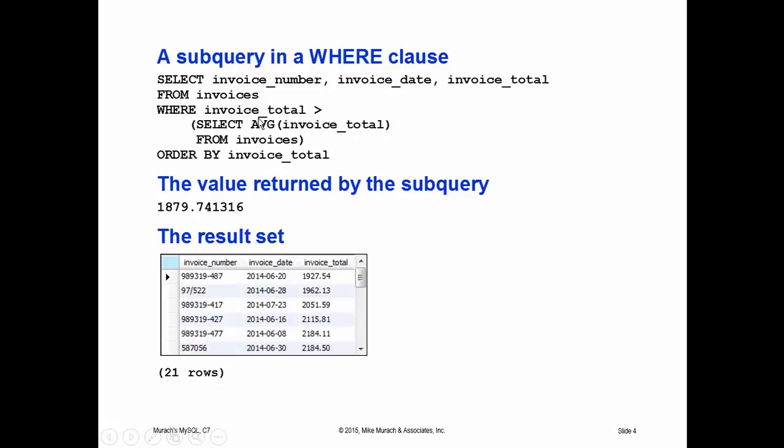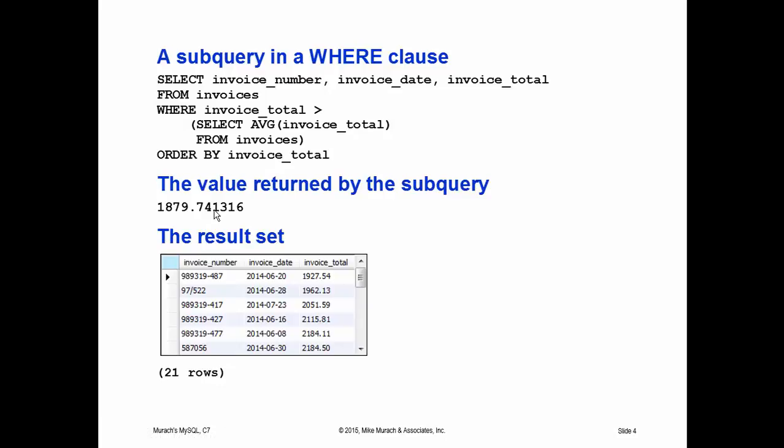part of the query. So again, assuming that it's $1,925, now we have select invoice number, invoice date, invoice total from invoices where the total is greater than $1,925. Or I guess they actually show the value that was returned. So that value, 1879.74, that result right there is what gets returned from this. And that's typically the way you're going to end up using a subquery.